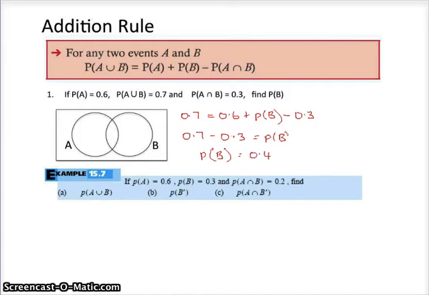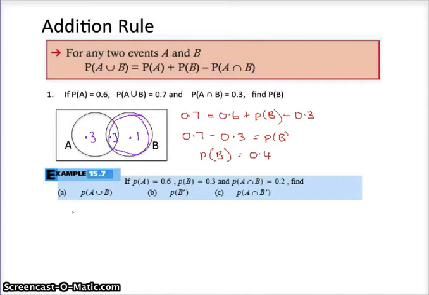Now let's look at how we could use the Venn diagram to solve this. We know that the intersection, we always do that first, is 0.3. So I'm going to write 0.3 here. The probability of A is 0.6. So I've already got 0.3 there, so there's going to be another 0.3 here. And the union of A and B is 0.7. So I've got 0.3 plus 0.3, so this one has to be 0.1, and my probability of B is those 2 numbers added together. 0.3 plus 0.1 is equal to 0.4.